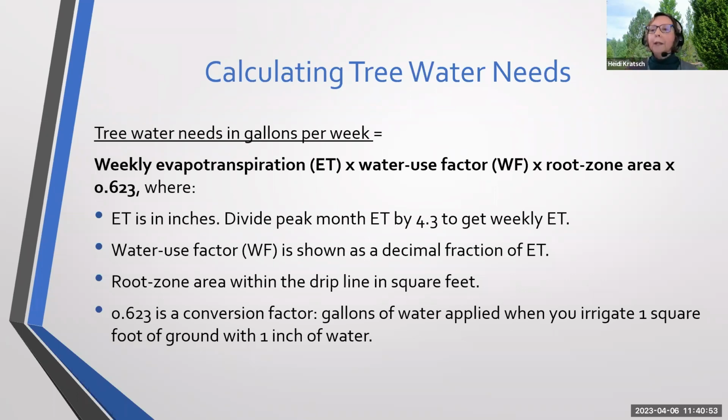But remember, we're using our peak month evapotranspiration rate. That's the evapotranspiration rate for the entire month. So you need to take that number and divide it by 4.3 to get a weekly evapotranspiration rate. And you plug that into this equation. And then the water use factor is shown as a decimal fraction of the ET rate. It's an approximation of the water efficiency of the plant you're irrigating. And so that gets plugged in next into the equation. And then the root zone area is the square feet of area within the drip line of the tree or within a grove of trees. And 0.623 never changes. That's a conversion factor that converts inches to gallons.